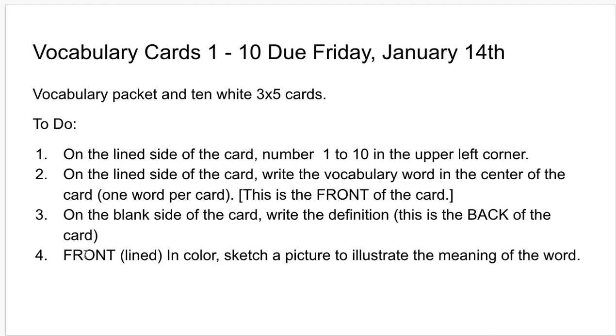Now, the front needs to include an illustration to depict what this word means. If you had to recall a word, a picture to help you remember the word, what picture would you sketch? And so they had to sketch this.